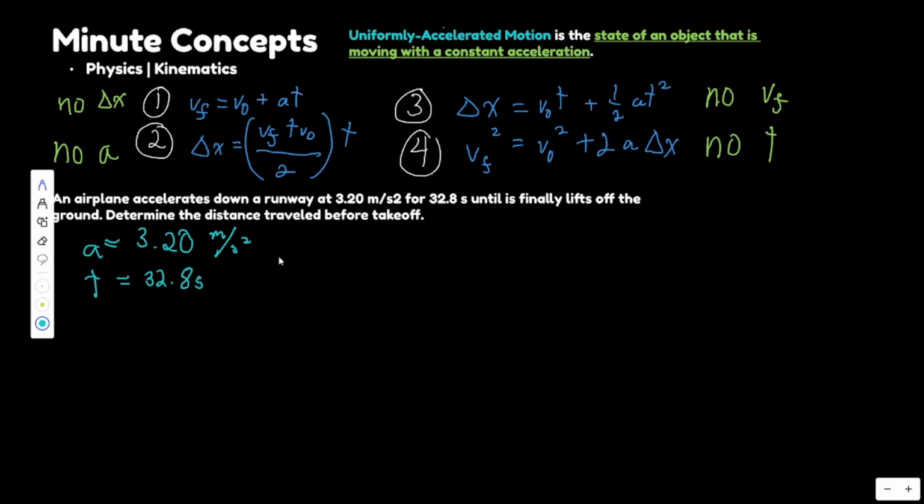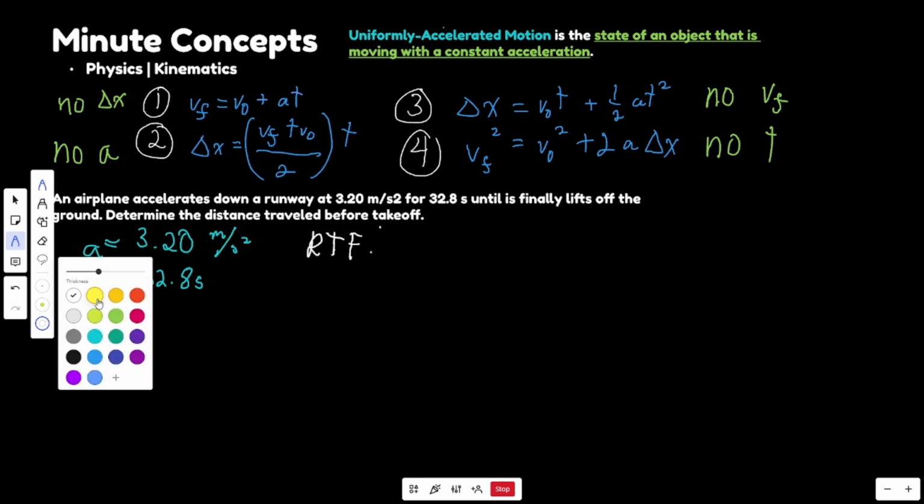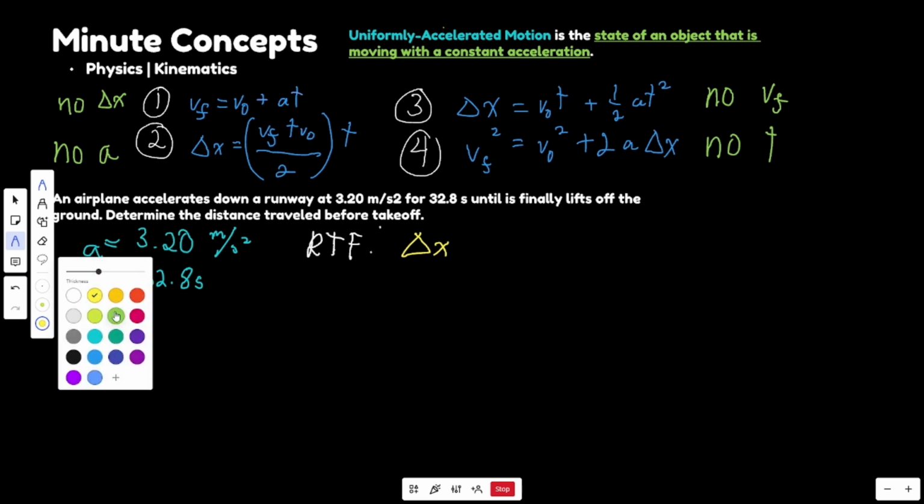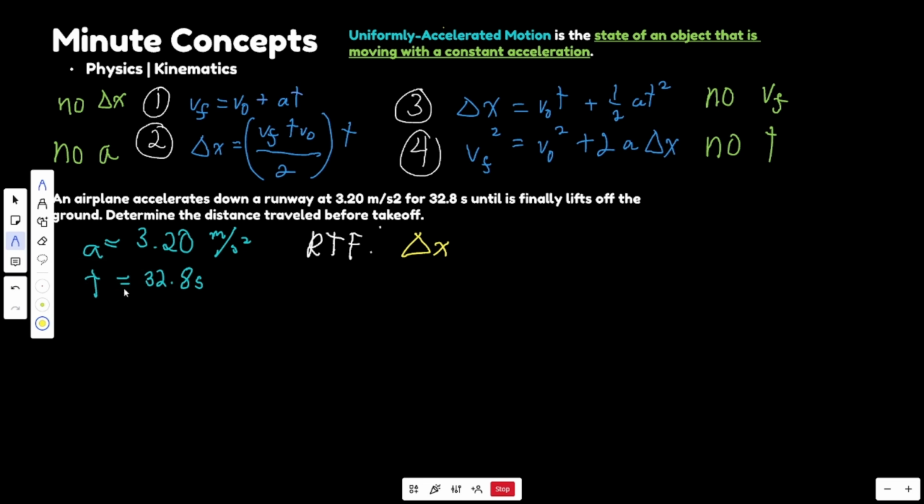And let's see if we can figure out anything else here. Determine the distance traveled before takeoff. We know that we have to determine, and we have to find. RTF stands for required to find. We are required to find delta x. So among these, we're actually missing one more variable. And how do we know that? It's because if you notice in every equation there's four variables given, and you're only supposed to be missing one. So what are we missing? We're actually missing initial velocity.